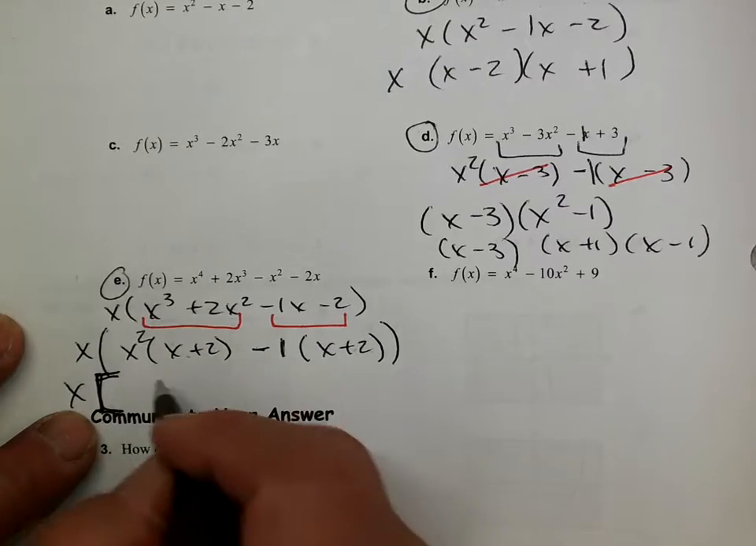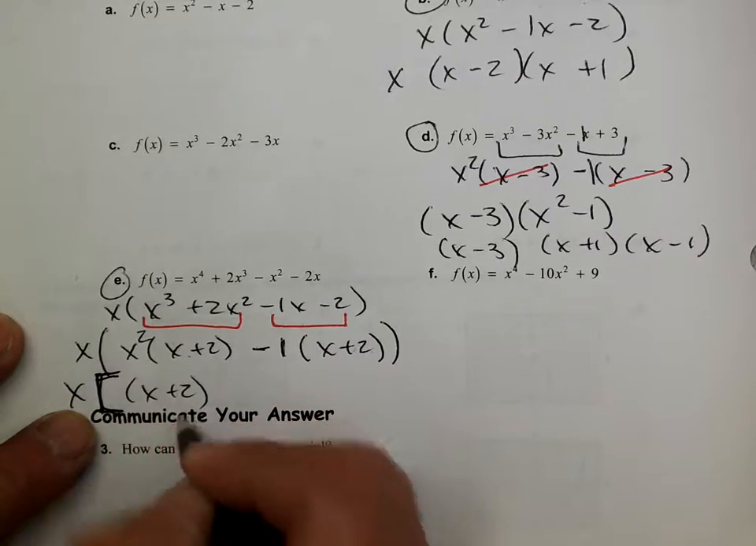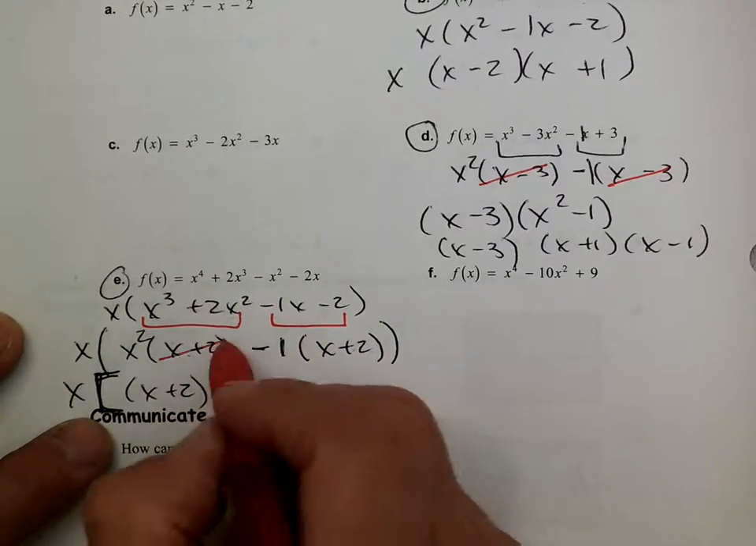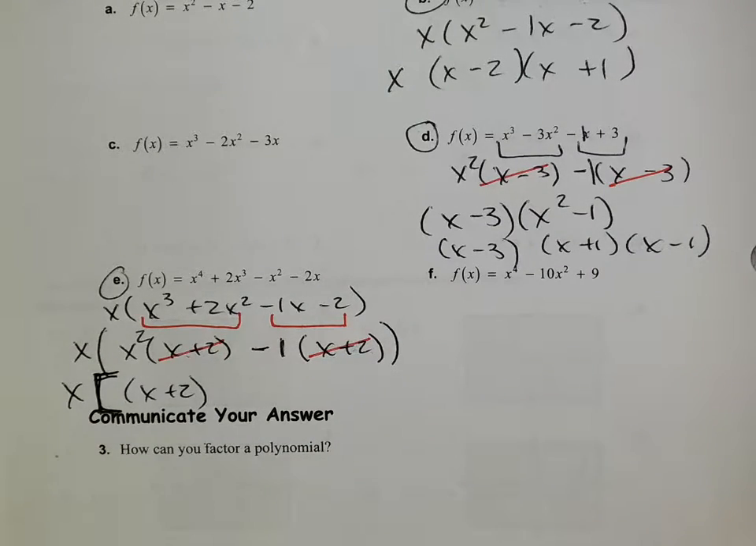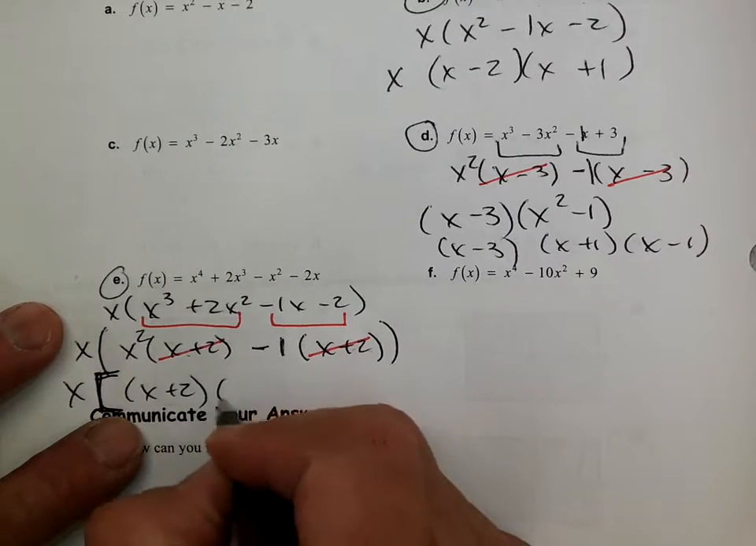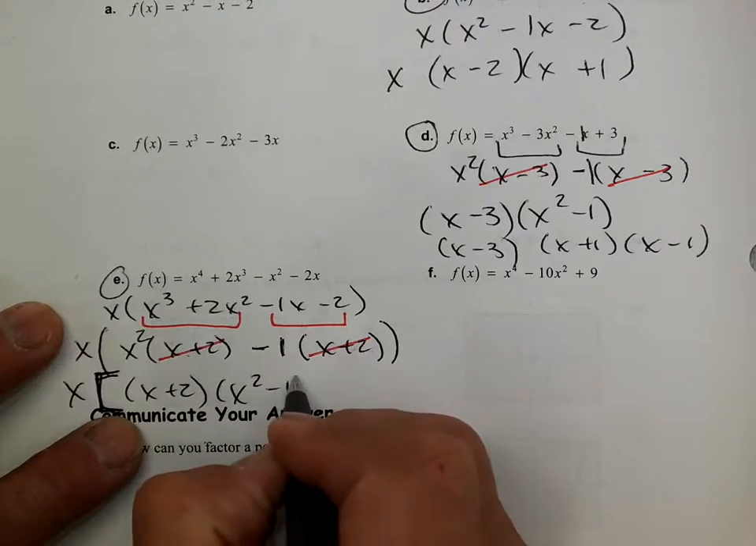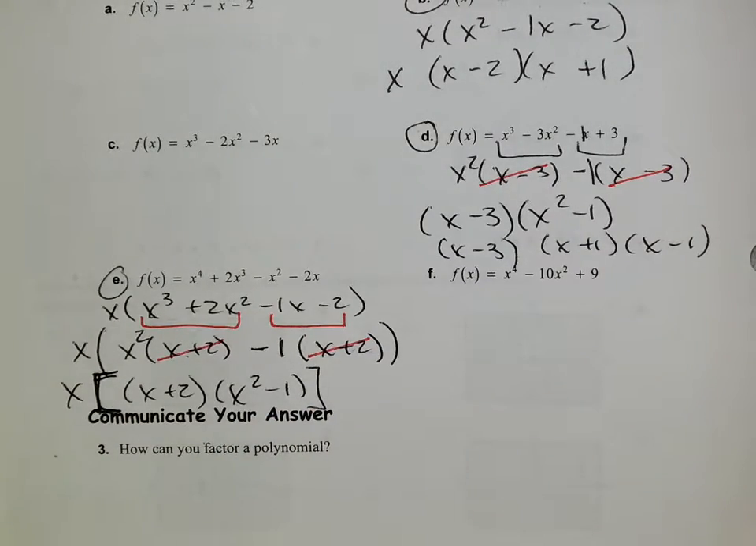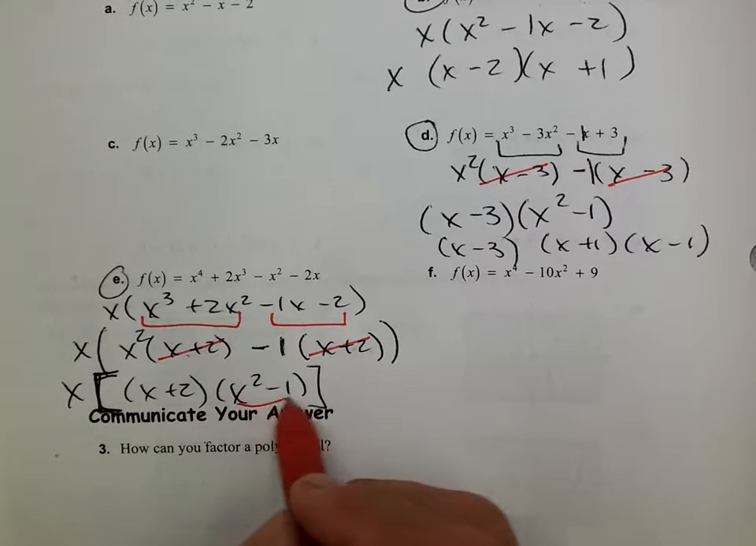So then if I pull out the parentheses x plus 2, I like to cross it out, see what's left over. I cross it out because I say, okay, it's been pulled out. What's left over is x squared minus 1. Now normally I'd say we're done, except this is algebra 2, isn't it? This one could be done again.